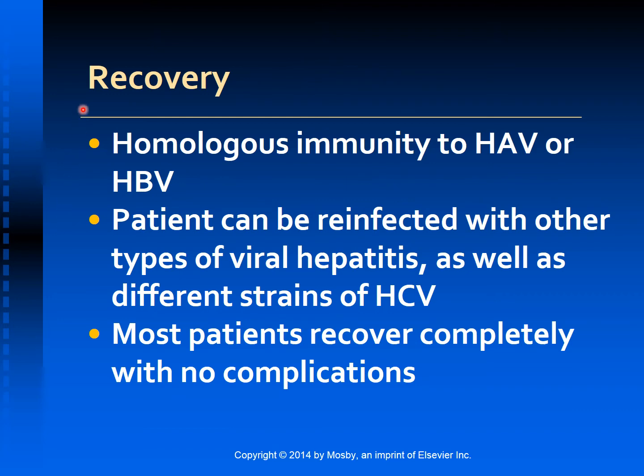Prior infection with HAV or HBV can provide immunity to that virus, which is homologous immunity. However, the patient can still be infected with another type of viral hepatitis, as well as different strains of hepatitis C virus. Most patients with acute viral hepatitis recover completely with no complications. The mortality rate is higher among older adults and those with underlying debilitating illnesses, including chronic liver disease.